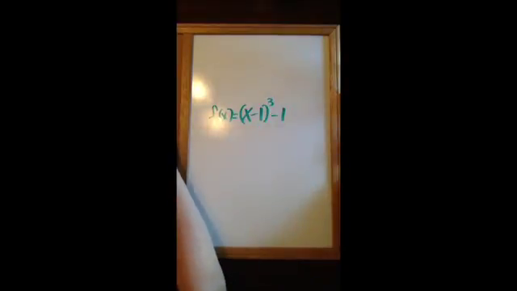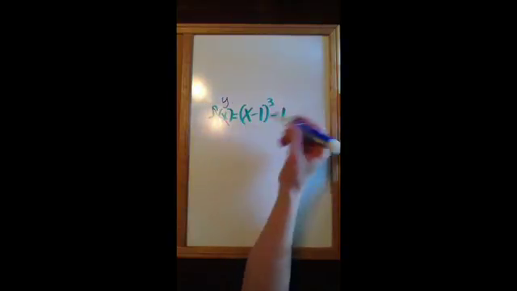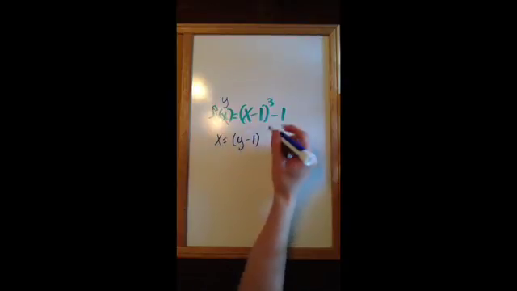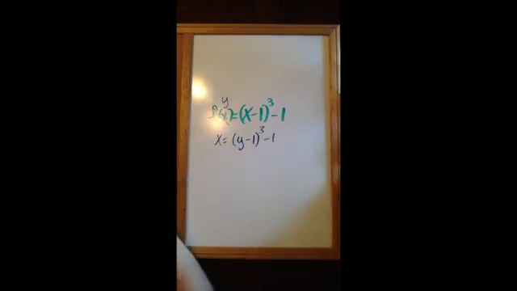Okay? So, if the question wants us to find the inverse function, we're going to start by switching x and y. Remember, this is really y. It's a different notation that we have for it. So I have x equals (y minus 1) to the third power minus 1 on the outside.